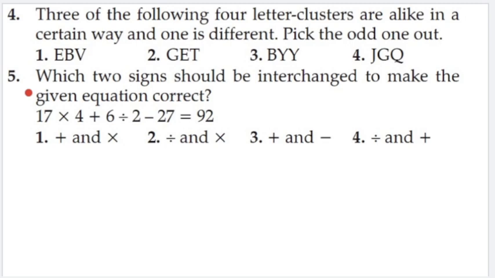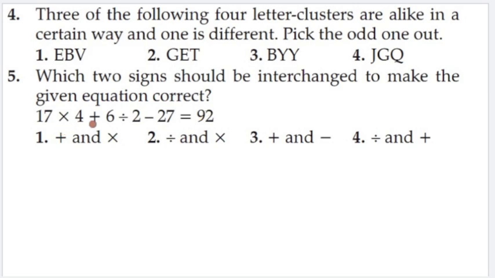Now about this fifth question. So the fifth question is, which two signs should be interchanged to make the given equation correct? Like the third question, here also we have to interchange two signs to make this equation correct. So equation means we have both the LHS side and the RHS side should be equal, right?